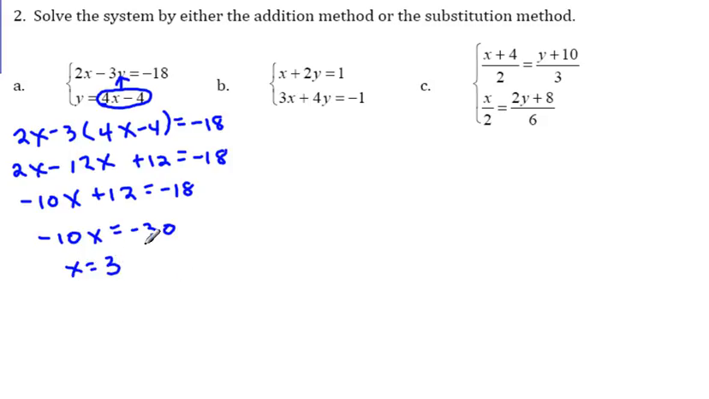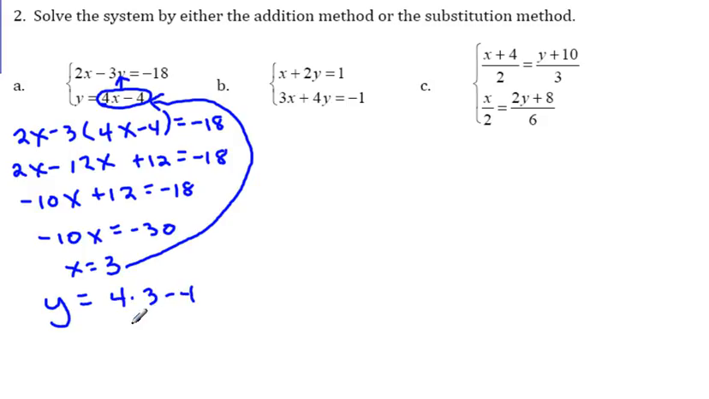Okay, so I have found the x-coordinate of the ordered pair that I need. I have not yet found the y-coordinate. So I'm going to take what it says x is and substitute a second time. Or I'm not substituting into the same equation. I'm substituting this time into this equation. So I have y equals 4 times 3 minus 4. That's 12 minus 4. That gives me y equals 8.